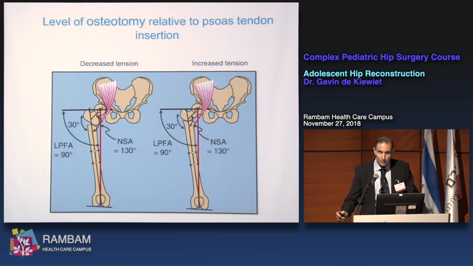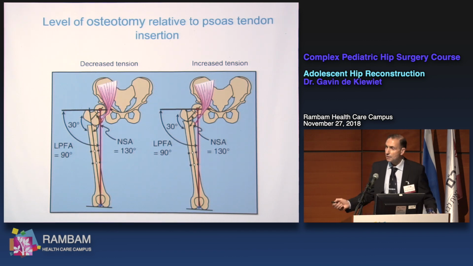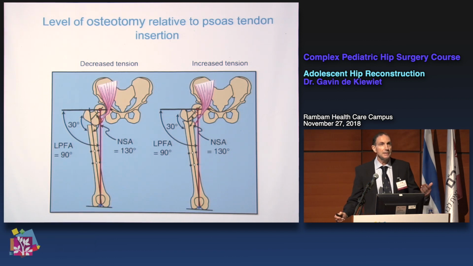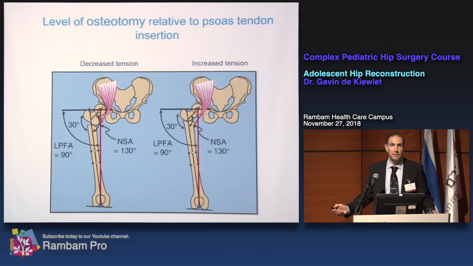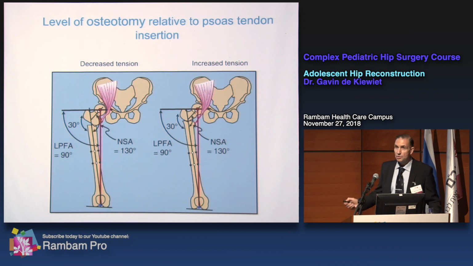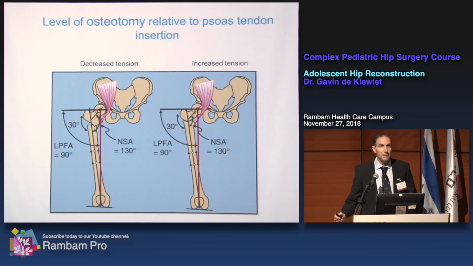The level of osteotomy also affects the muscles around the hip joint. So if I do an osteotomy below the lesser trochanter, I'm going to detension the iliopsoas muscle and ligament. If I do the osteotomy above the lesser trochanter, I'm going to tension the iliopsoas. And then your patient, for example a cerebral palsy patient who may well have tight iliopsoas or contractures of iliopsoas, that may well be relevant to the level of osteotomy.